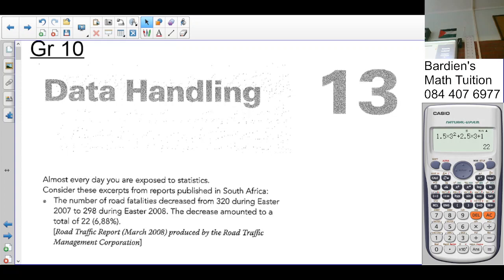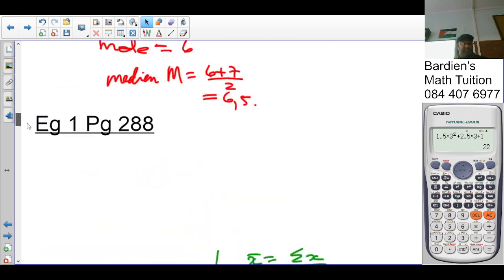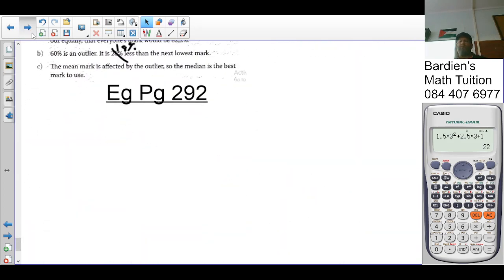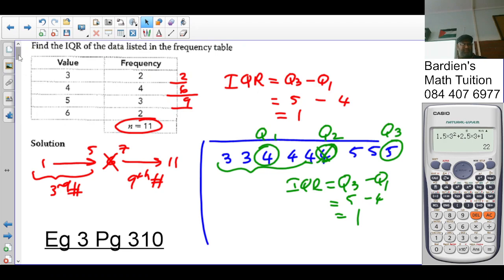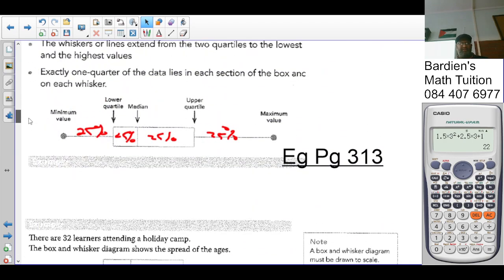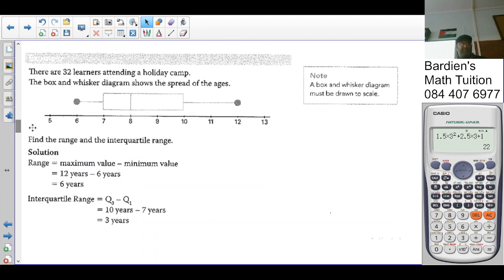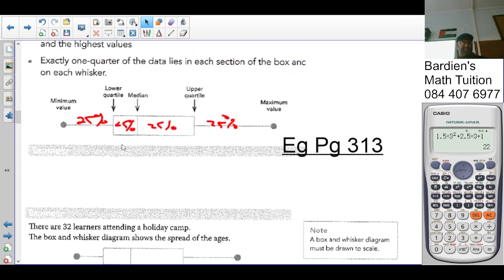Okay, so at this point, we are busy with data handling, and we got up until the box and whisker diagram. Not so? Box and whisker diagram, it's also known as the box diagram. So yesterday we did the introduction and things like that. We spoke about the 5-number summary as well. The 5-number summary consists of 5 values: the lowest value, quartile 1, quartile 2, which is the median, quartile 3, and the highest value. That makes up your 5-number summary.